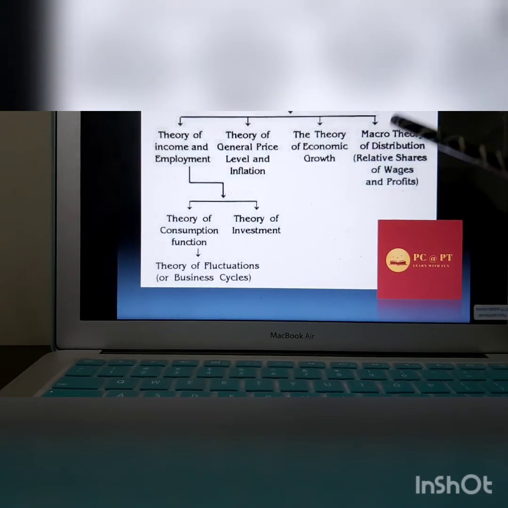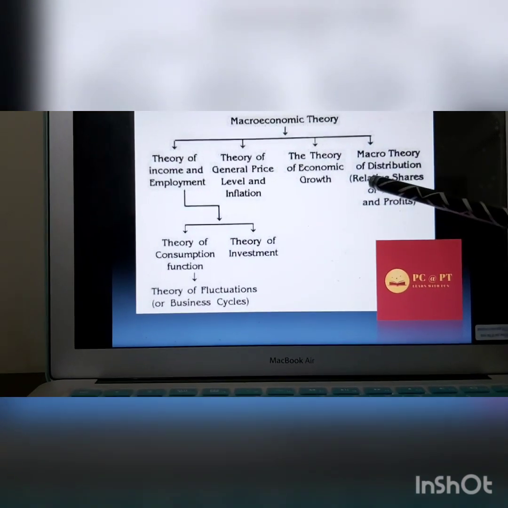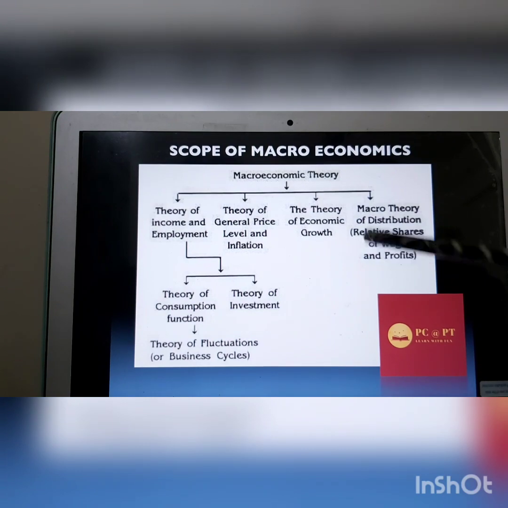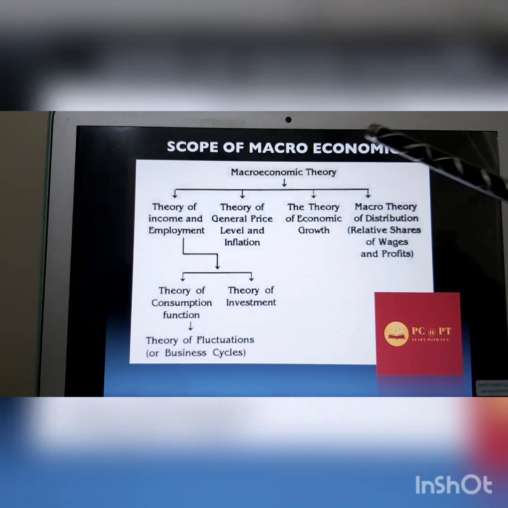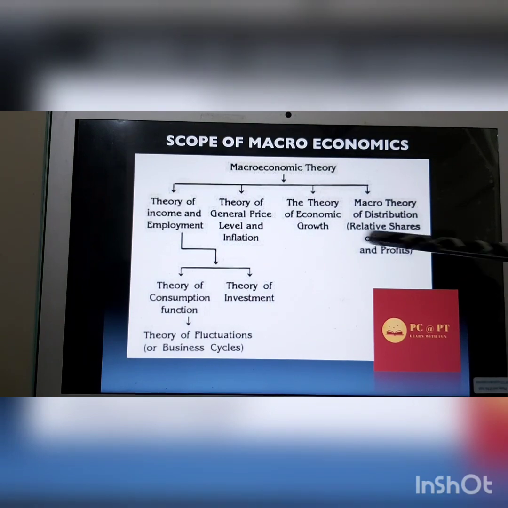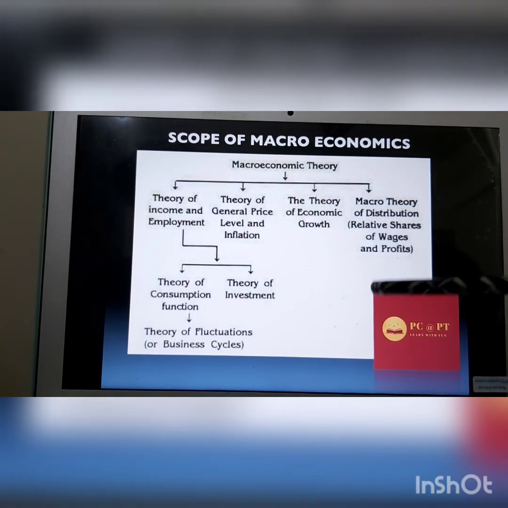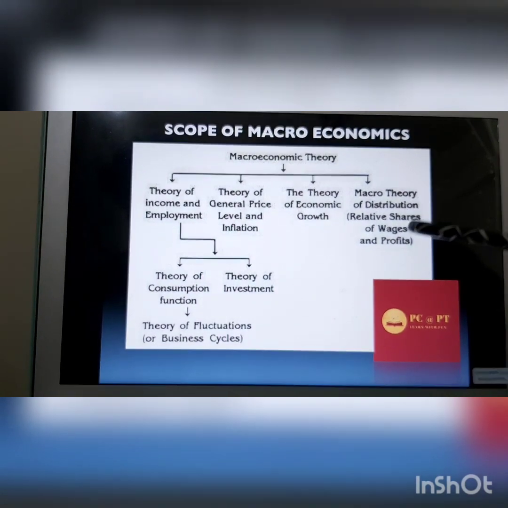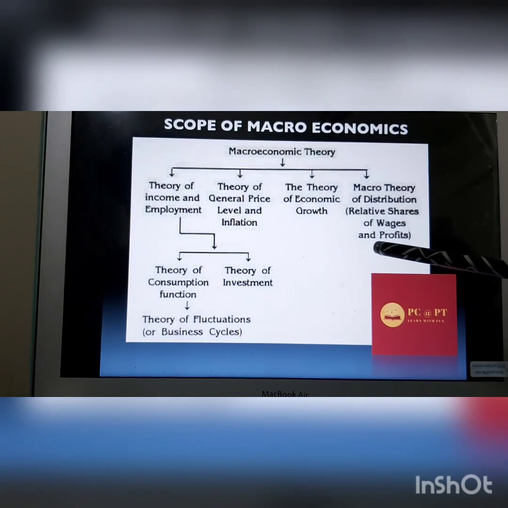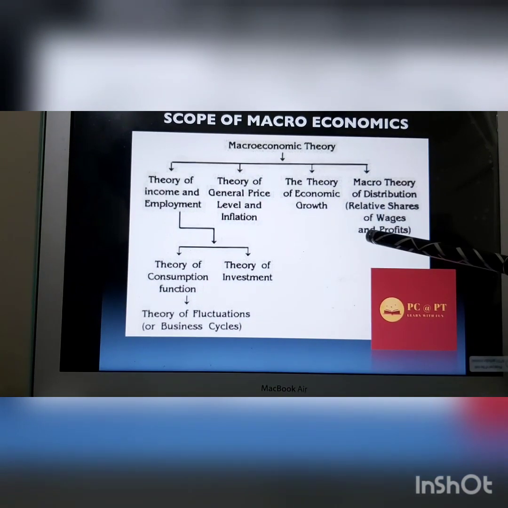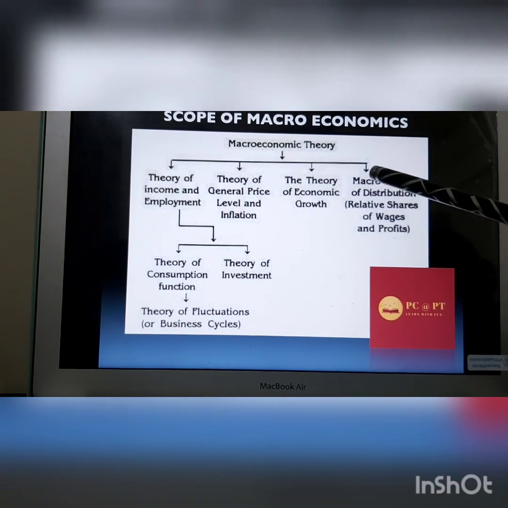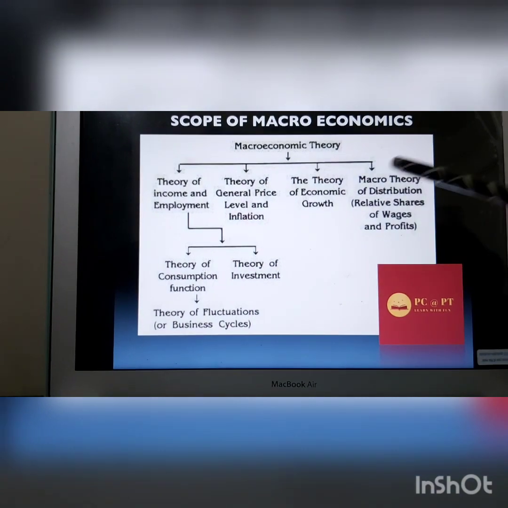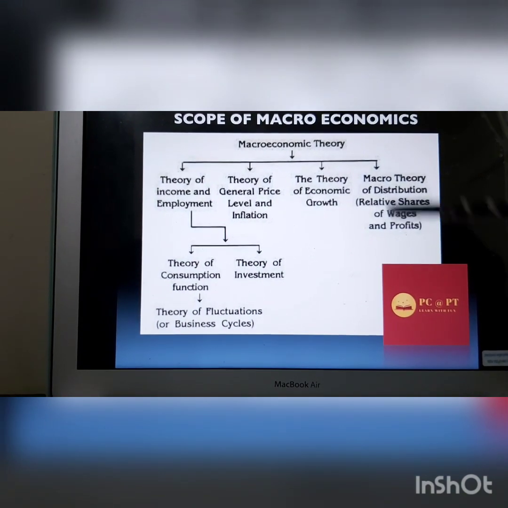Last, macro theory of distribution. It is related to shares of wages and profits. Definitely, if one person keeps getting rich, if the rich becomes richer and the poor becomes poorer, it is an unfair economic structure, right? Would you like to live in such an economy? Obviously not. So here the theory says that everyone should get the benefit. Every person in the economy should get their share of wages, they should get their income, and should get their share of profits. I mean everybody should collectively grow together. Only then will India collectively grow.